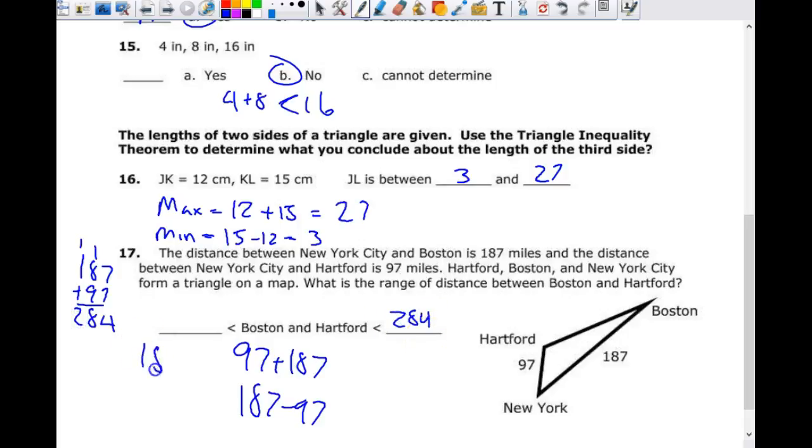Minimum, 187 minus 97. 7 minus 7 is 0. Borrow 1 here. That's going to be 90. Did I do that right? Okay.